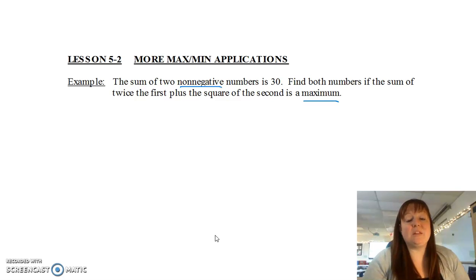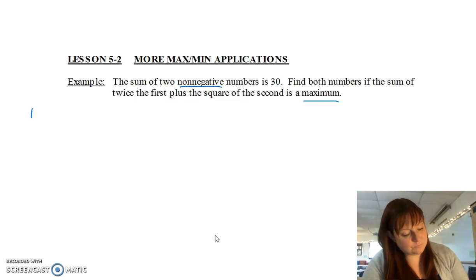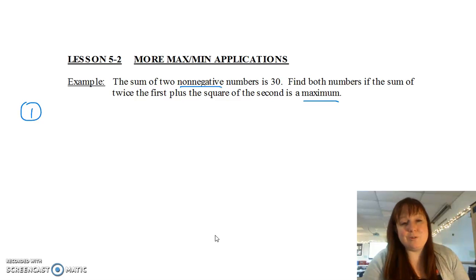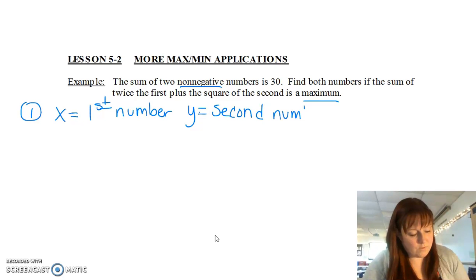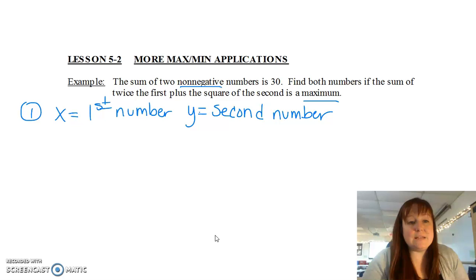And let's start by assigning our variables. These are two numbers, so we're just going to assign each number a variable. X is the first number, and Y is the second number. Normally we would draw a picture here, but we don't need to draw a picture because it's not like a volume or surface area or anything like that.